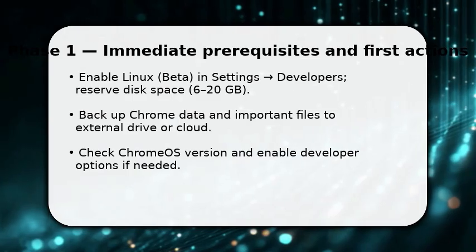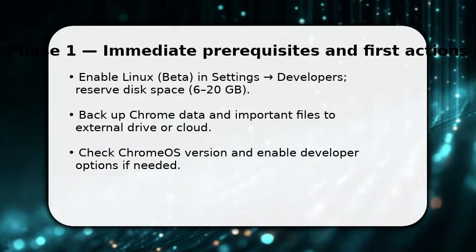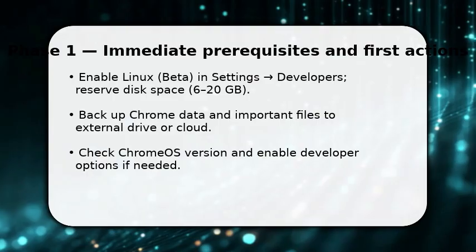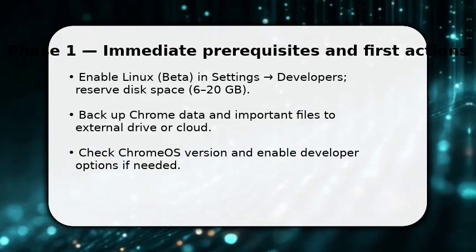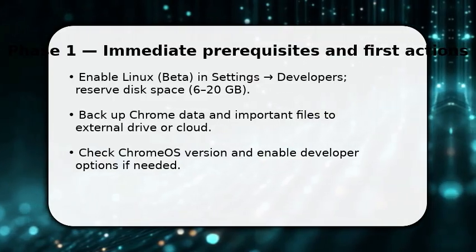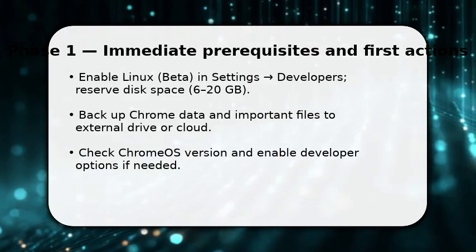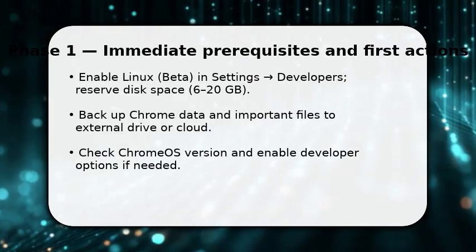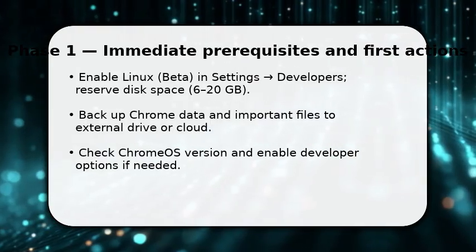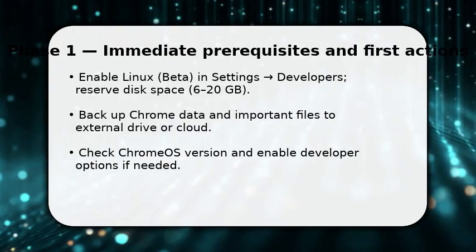Enjoy the video. You start by enabling Linux Beta in Settings under Developers. This gives you a containerized Debian environment. Reserve 6 to 20 GB depending on how many packages you plan to install, because storage limits affect performance. Once done, back up Chrome data, use an external drive or cloud so you can recover if anything goes wrong.